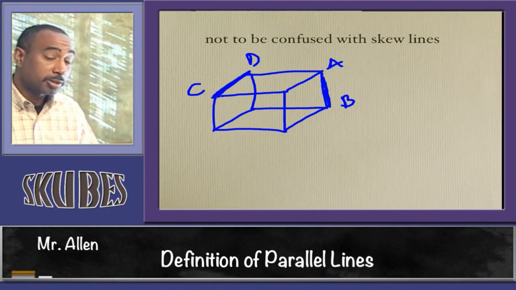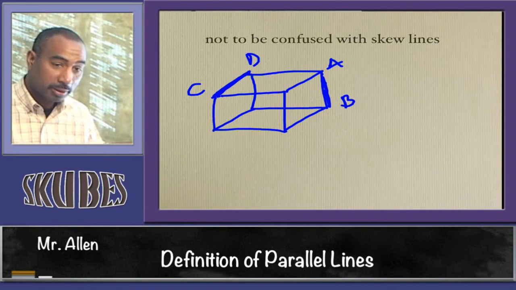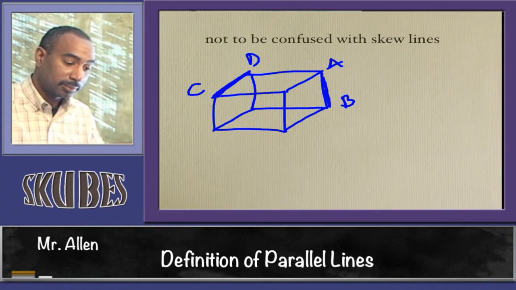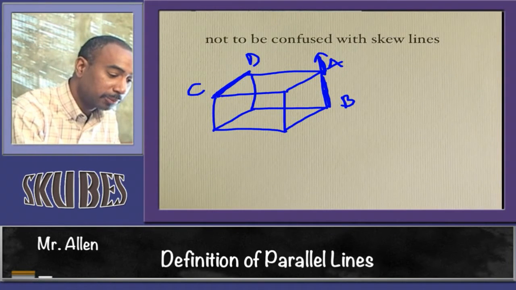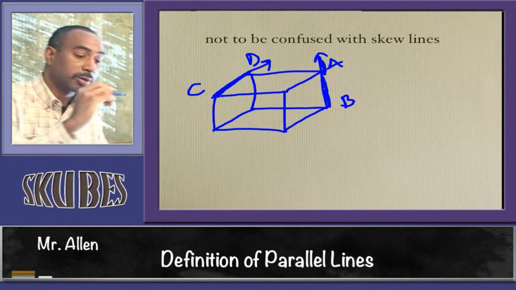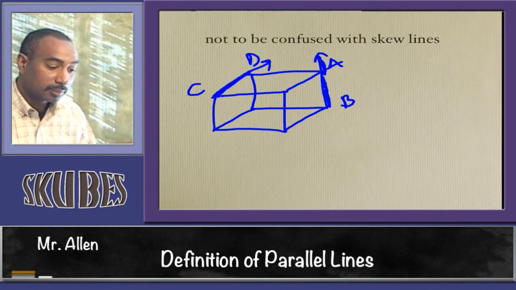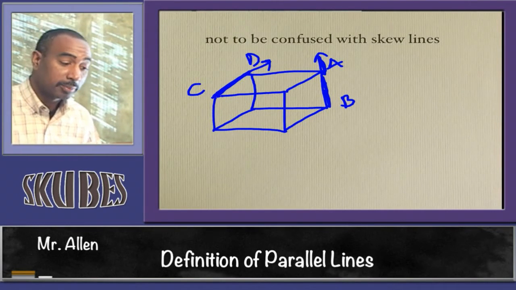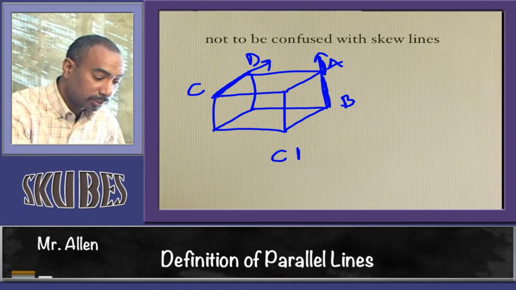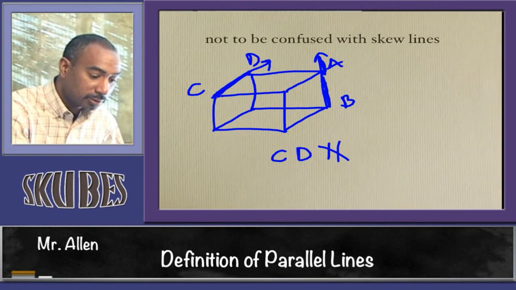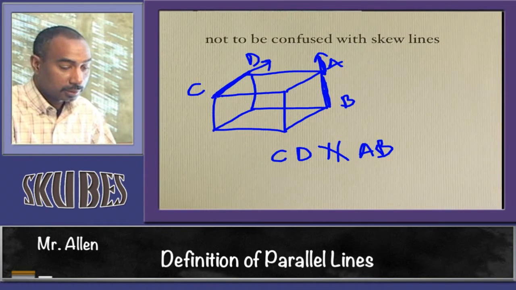They never intersect each other, but they're not parallel because they're not in the same plane. This will keep extending up, and this will keep extending out in this direction. They'll never touch. But they're not parallel because they're not in the same plane. So CD is not parallel to AB because it must be in the same plane.